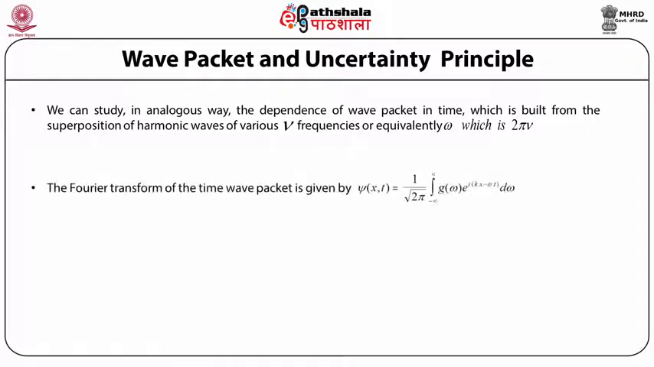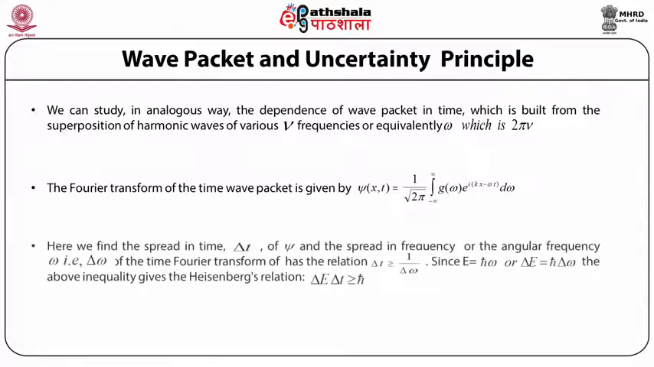The Fourier transform of the wave packet is given by psi as a function of x and t is equal to 1 upon under root 2 pi integral with limits going from minus infinity to plus infinity, g as a function of omega, e to the power i k x minus omega t into d omega. Here, g omega is the Fourier transform with respect to the frequency of the wave function.